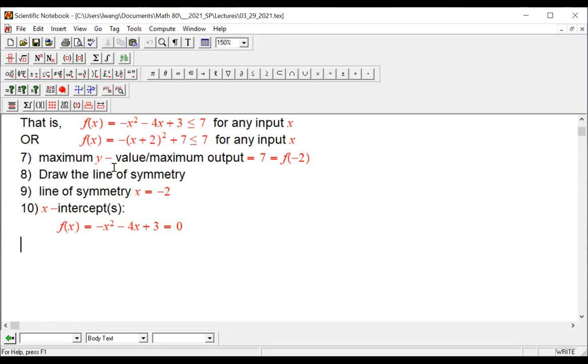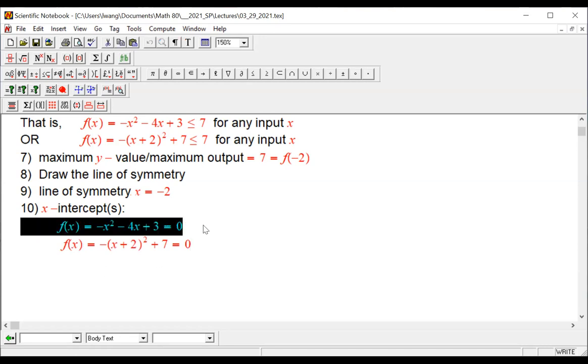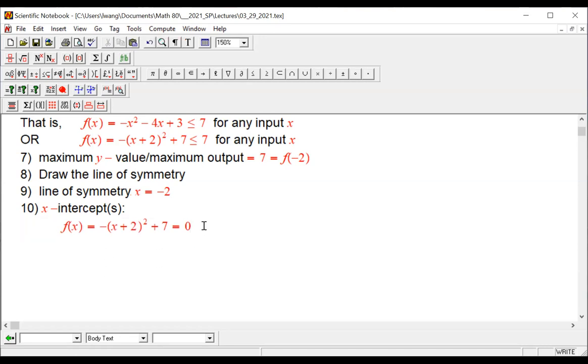You see that? These are the same sentences, but spoken differently. Which one do we use? We tend to use the latter one. Then we solve this equation for x. So this is f of x equals 0. We set f of x equals 0, solving for x.